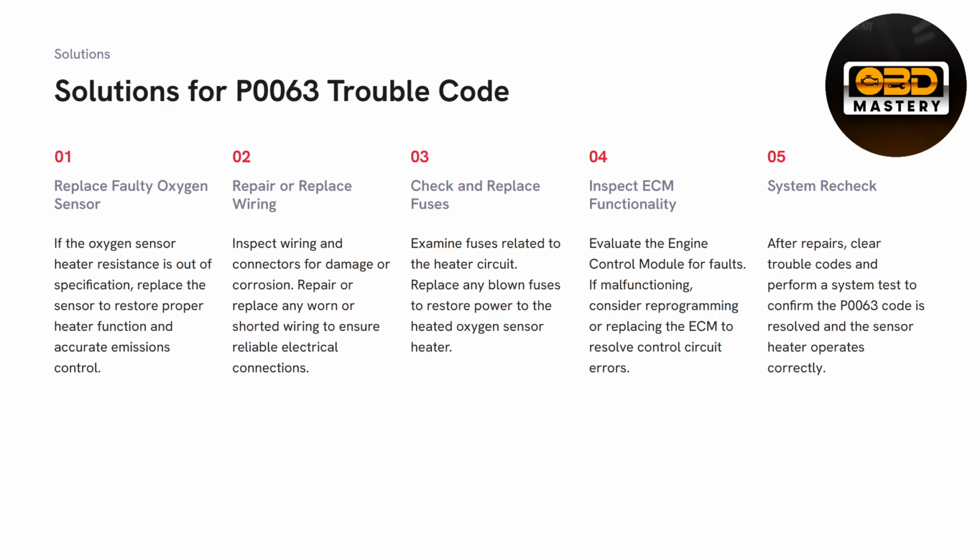Number 4 is inspect ECM functionality. So evaluate the engine control module for faults. If malfunctioning, consider reprogramming or replacing the ECM to resolve control circuit issues. Now, number 5 is a system recheck. So after any repairs, clear all the trouble codes that you did have and go ahead and drive your car for a couple of miles until it doesn't come back. And if it doesn't come back, then you are fine. Usually there is a certain amount of miles before it should come back, but if it's been quite a bit, then you are good to go.